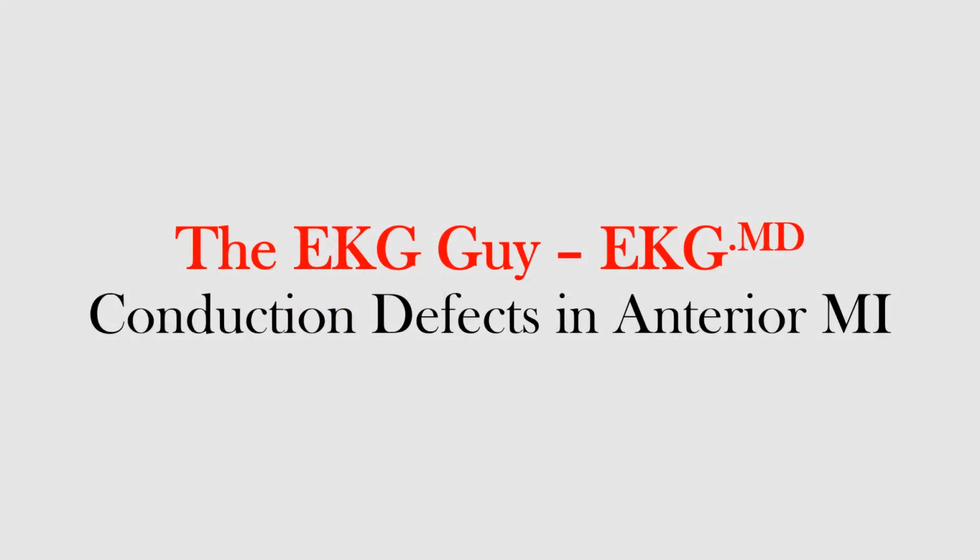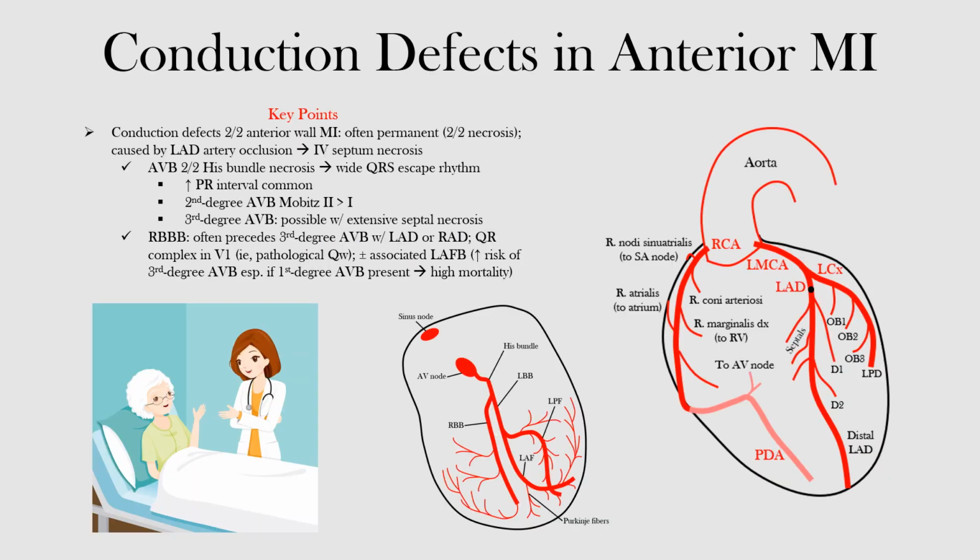In this lecture, we will discuss conduction defects caused by anterior wall infarctions along with their clinical significance. As we mentioned in a previous lecture, the conduction defects caused by anterior wall MIs are often permanent because of necrosis, which is an irreversible cause. They are due to left anterior descending artery or LAD occlusion, which supplies the anterior portion of the left ventricle, and it causes infarction of the interventricular septum.